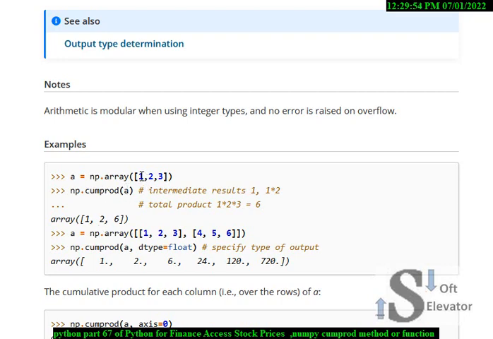So how to compute cumprod? The first element stays the same. The second is the multiplication of the first element and the second element, and the third is the multiplication of the second result and the third element, and so on. The fourth will be the third result times the fourth element, and so on.